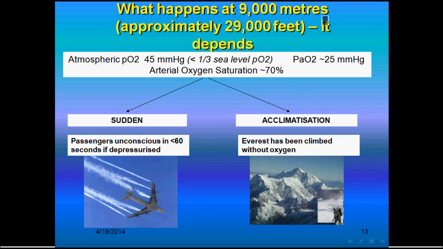At a height of 9,000 meters, the atmospheric partial pressure of oxygen will drop to 45 millimeters mercury, and the arterial will be 25. This is bad. If something wrong happens, if the ascent is sudden, or the aeroplane at that height becomes suddenly non-pressurized, all the passengers will lose consciousness in less than 1 minute. But if ascent to that height is gradual, some sort of acclimatization might happen, and this may give the person a chance to live.